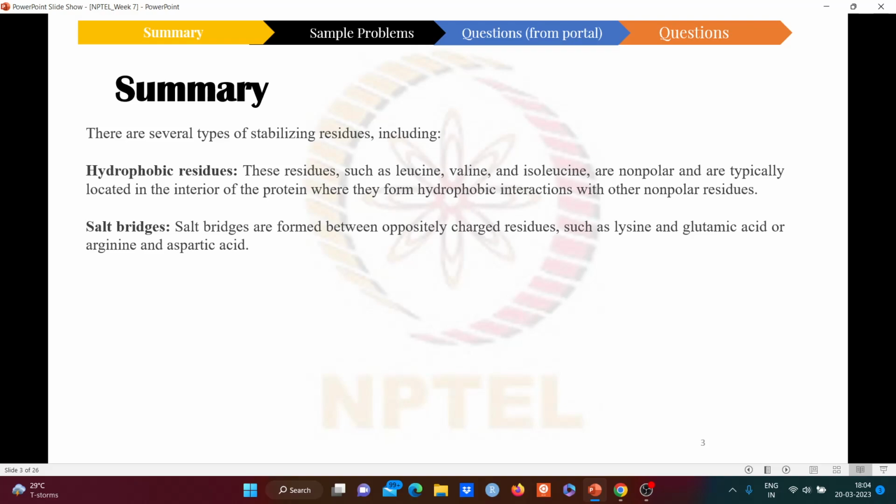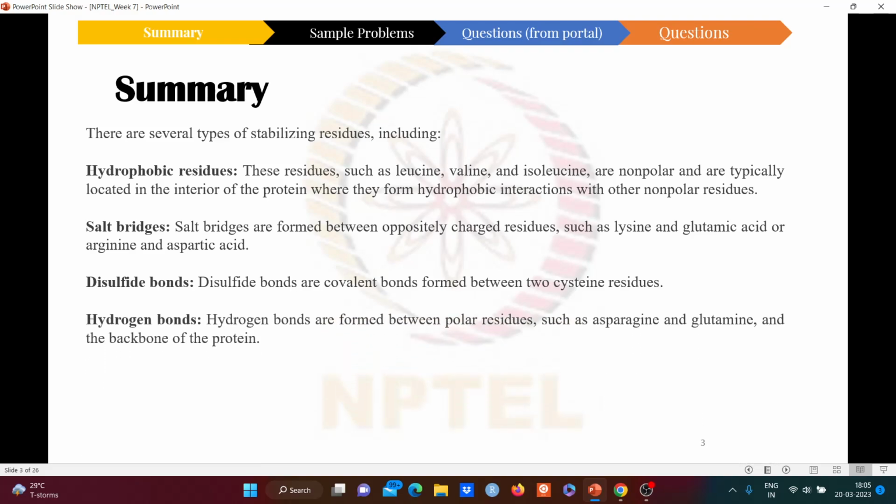Next will be disulfide bonds. As we all know, disulfide bonds are formed between two sulfur atoms, like those of cysteine residues. These disulfide bonds play a critical role in stabilizing the tertiary structure of the protein by helping to hold together specific regions of the protein structure. Finally, hydrogen bonds. These hydrogen bonding interactions help to stabilize the secondary structure of the protein, such as alpha helices and beta sheets.